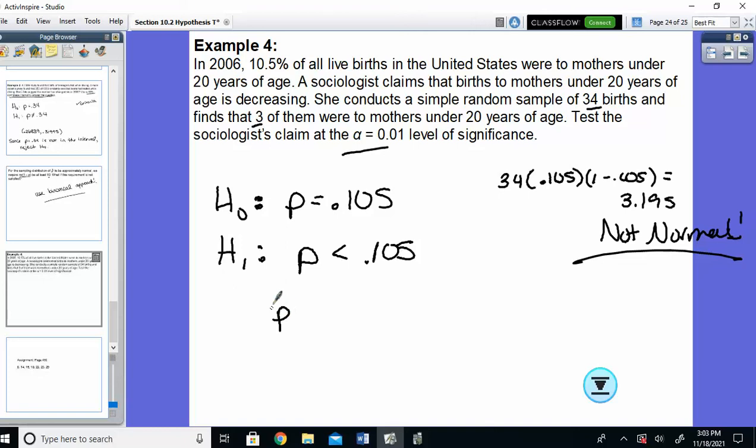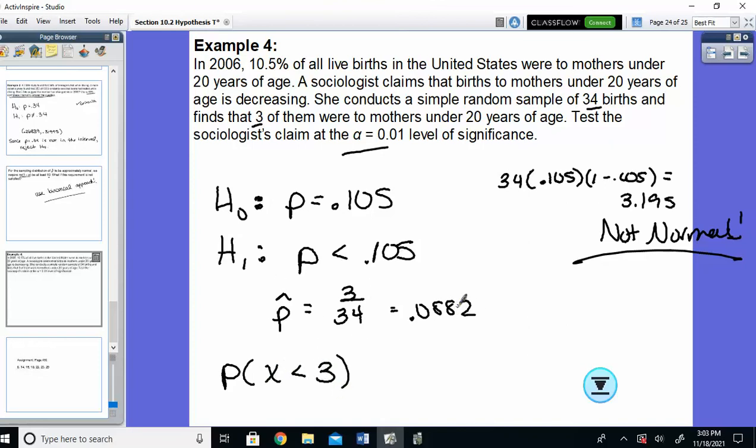We still need our p-hat. P-hat is x over n, so 3 out of 34 is 0.0882. Okay, what we're going to do is find the probability that our x is less than 3.